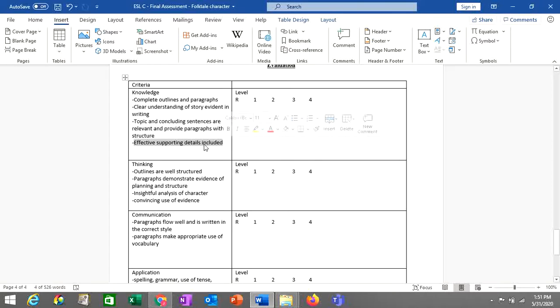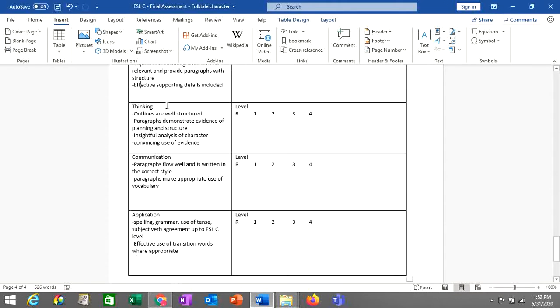And effective supporting details. So this is, do you choose things from the story that effectively prove that this character has this trait? Or if you're talking about your opinion, you say the story is not good or the story is good. Are you choosing things from the story that kind of back up your point? So I'm not looking at the quality of your arguments.